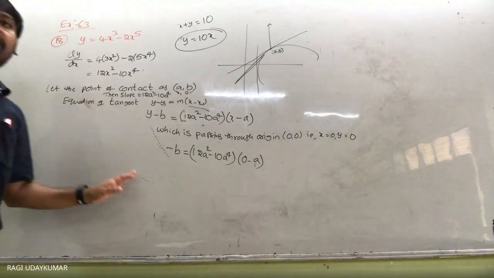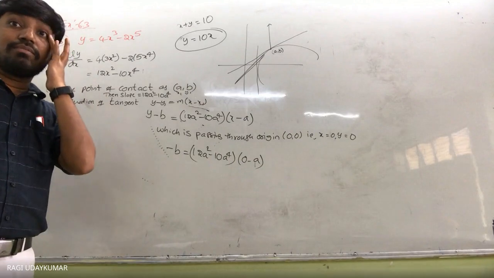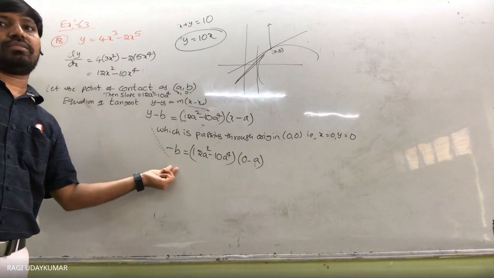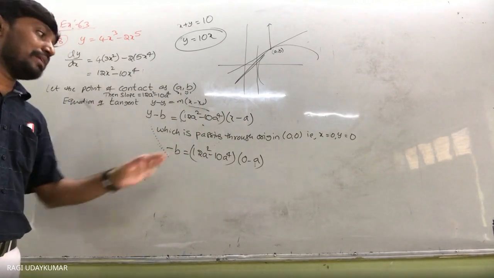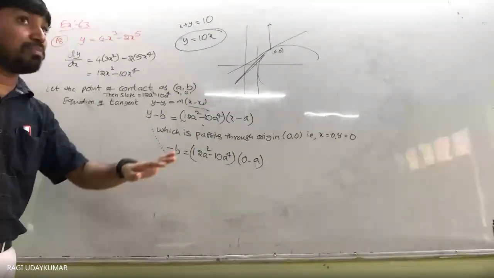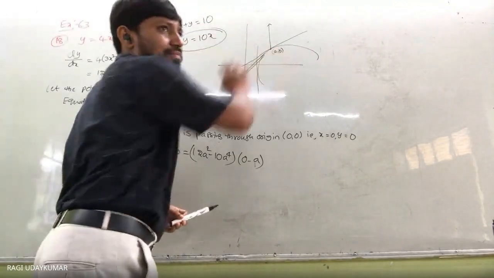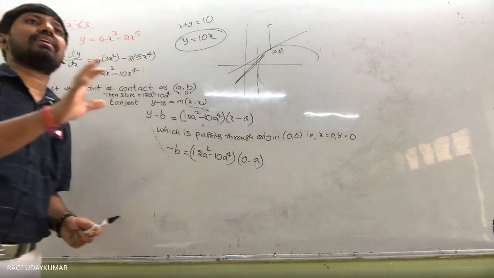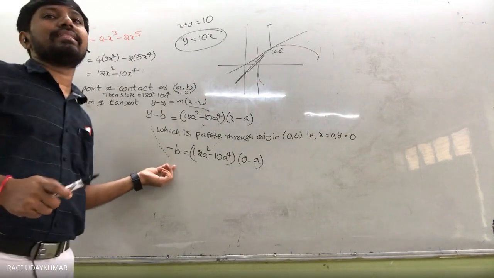Now what you have to do here? You have to find out which equation we are going to get here. In terms of a and b, we are going to get b is equal to some equation. The points satisfying that equation, all those points will be a comma b. Which points satisfy a comma b? All those points will be these ones. So now what to do in this situation?